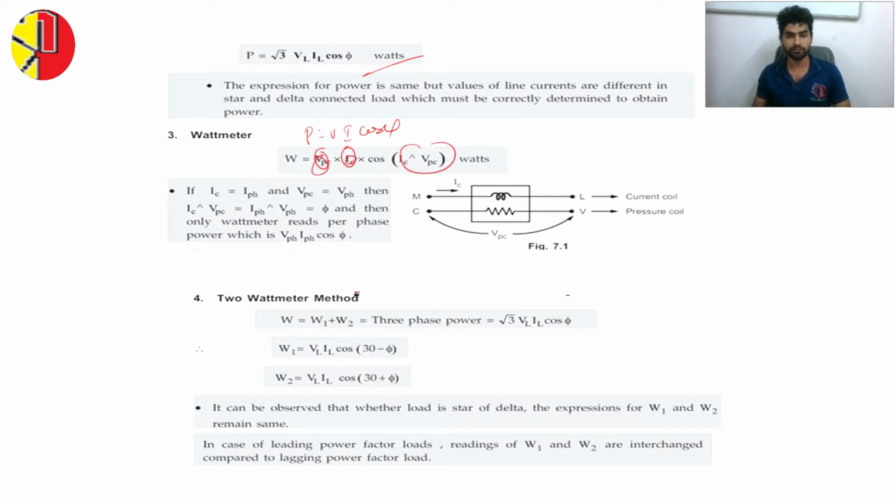Okay. Next there is the 2 wattmeter method. Total wattmeter reading is equal to W1 plus W2, right? If you add those two, you get root 3 VL I cos phi. So W1 is equal to VL I cos(30 minus phi), and W2 is equal to VL I cos(30 plus phi). We got this from the vector diagram of the 2 wattmeter method.